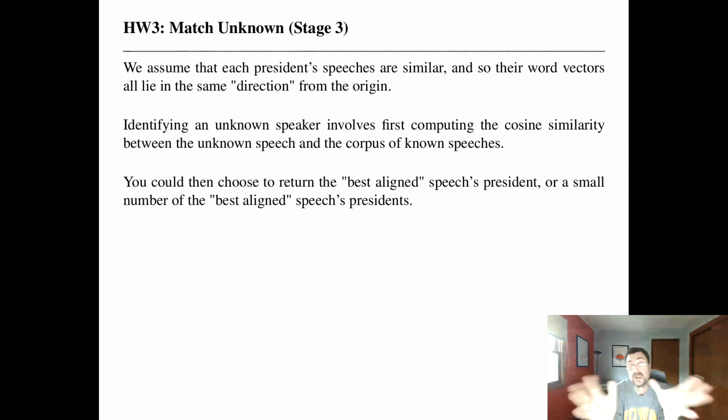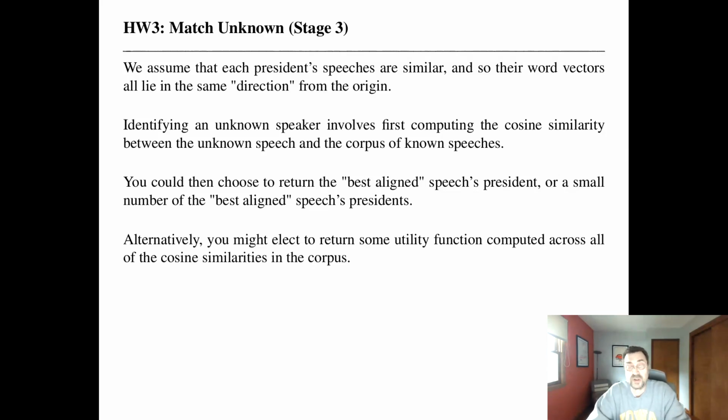Or maybe I'll take a collection of 5 or 6 speeches that are nearby, and I'll do some sort of majority rule or majority vote mechanism. How you put these together is sort of up to you. You could come up with some utility function, some mathematical formula based on the cosine similarities over the set, to determine who the speaker is. But what we're going to do is just say, I want the top J matches, the J known speeches that are most closely aligned with the unknown speech.